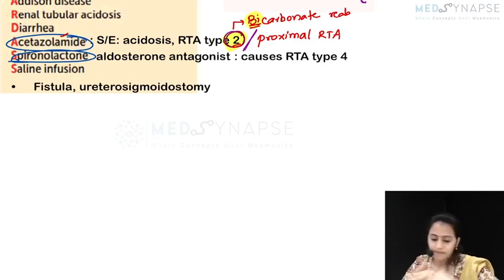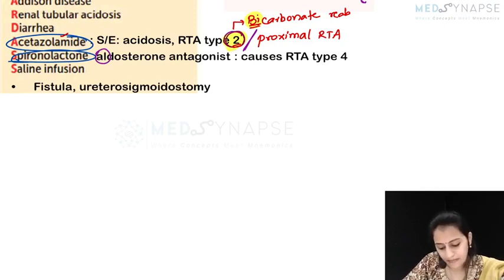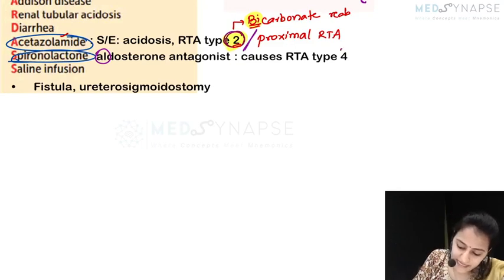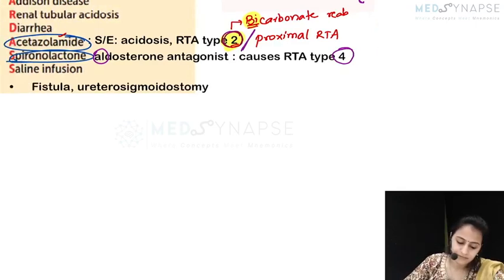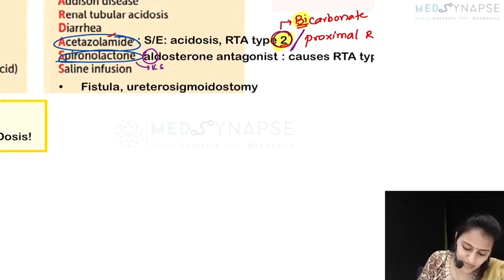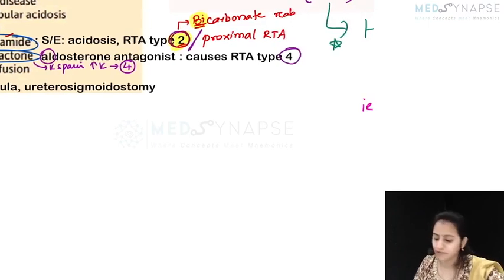Spironolactone is aldosterone antagonist. Aldosterone antagonist, aldosterone deficiency is RTA type 4. Spironolactone causes hyperkalemia, hypokalemia? Remember, it's potassium sparing. So it is increasing potassium. So this is what RTA? More potassium in 4. It is RTA type 4.